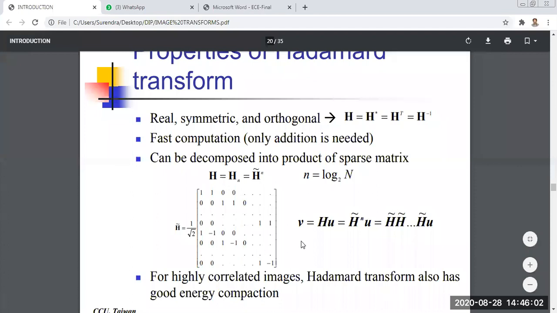And the property is V equals HU, or H complement power n equal to U, or otherwise H complement into H complement and so on into U, depending upon how many times you are multiplying the complements of H complement. It is equivalent to simply V equals H into U. So if you know the H value, we can easily calculate the Hadamard transformed image. V equals H into U.